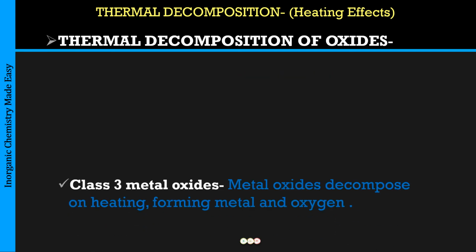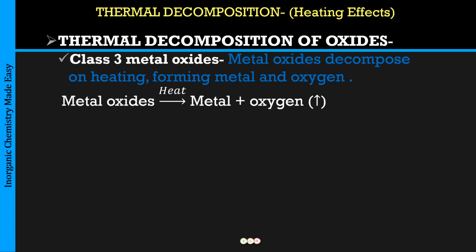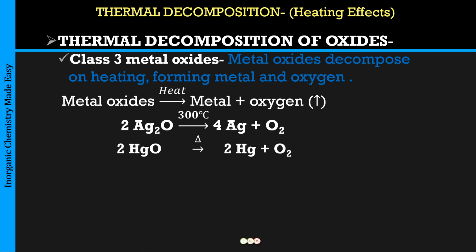We move on to the class 3 metal oxides. So these metal oxides, when they are heated, are going to decompose to form metal and oxygen gas. For example, the class 3 metal is going to be silver. So silver oxide, when we heat it, will be forming silver and oxygen. And then the next metal was mercury. So mercury oxide on heating will be giving us mercury and oxygen.